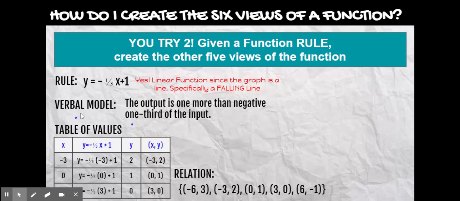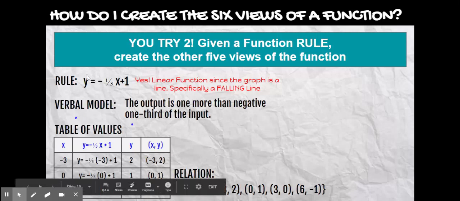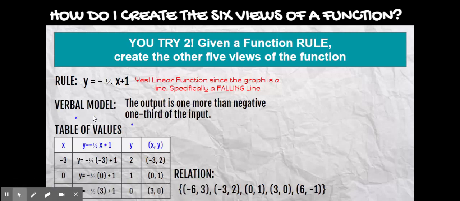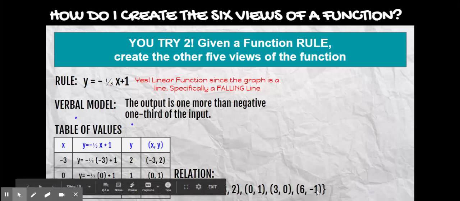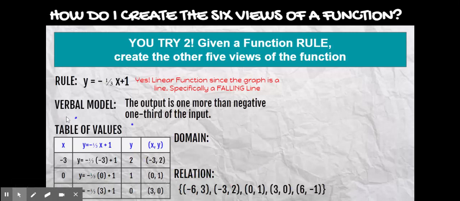Remember, you're building the 5 views. You can build them in any order you choose, as long as you have all 6 in the end, the given one and the remaining 5. So there's my relation. Ooh, I really did stretch factor here. I built one on both sides. Then from that, I built my domain. I pulled all those x values out. Then I built my range, all those y values out.